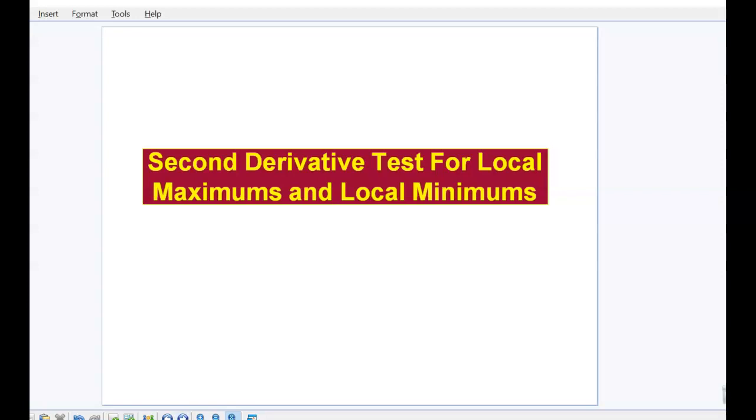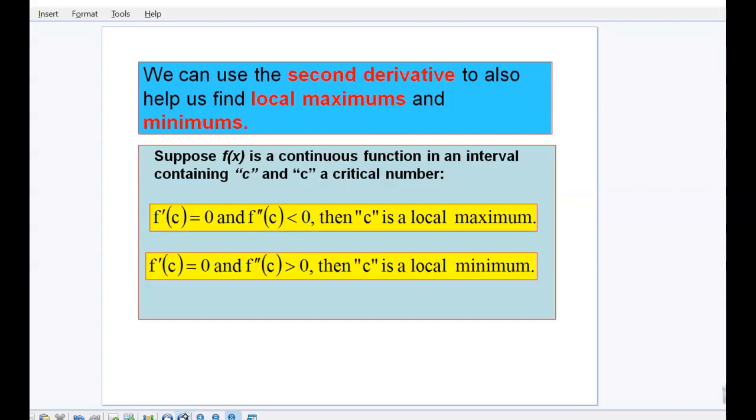Okay, the last part of this first part of 4.3 is using the second derivative test for local max and mins. So here's what the second derivative test says for local max and mins. If I have a critical point and I plug it into the second derivative and it makes the second derivative negative, then that critical point has to be a local max. Remember, a critical point is where the derivative is 0 or undefined.